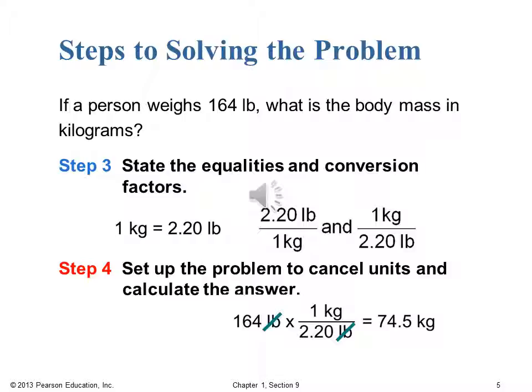The pounds in that numerator cancel with the pound in the denominator of our conversion factor, and we end up with an overall value of 74.5 kilograms. Probably the best argument for switching to kilograms for body mass, because look at that. This person went from 164 pounds down to 74.5 kilograms without dieting, without exercise, just by switching units.